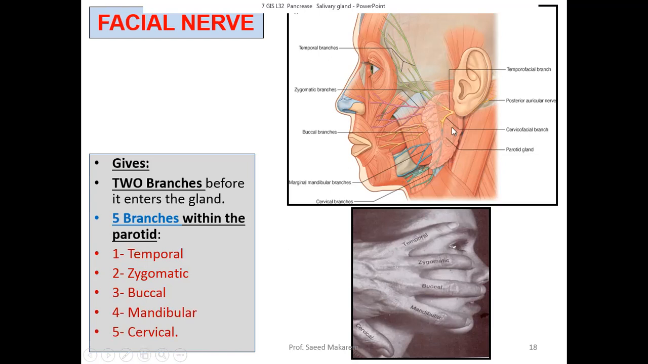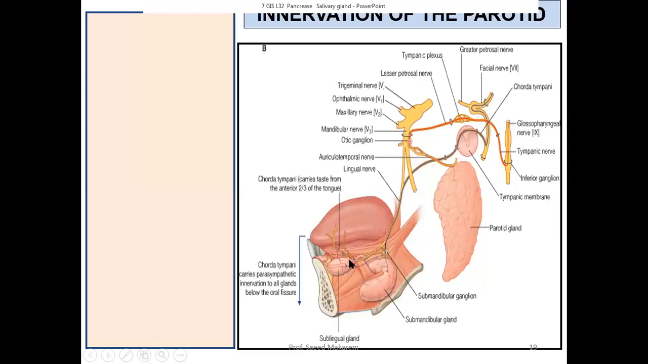So you should be very careful to save this nerve if you are doing any surgeries on the parotid gland. These 5 fingers indicate the 5 branches of the facial nerve.